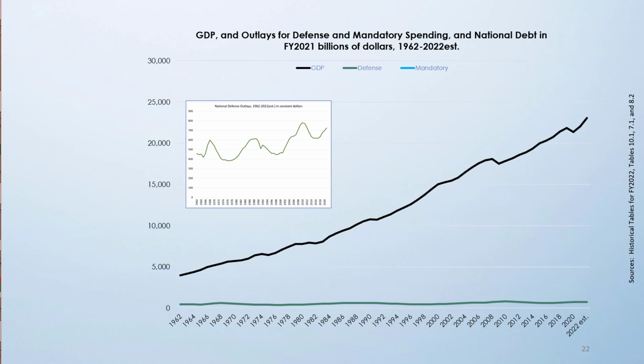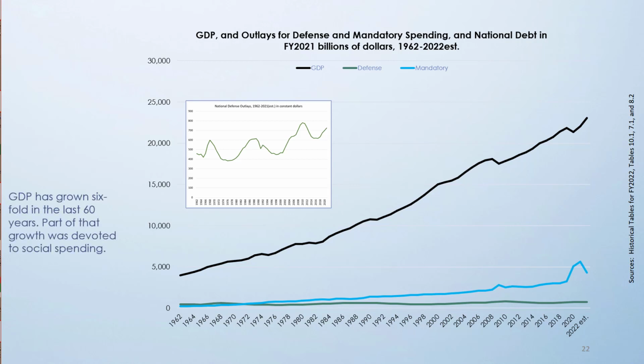So with all of this additional wealth, the country has devoted part of that spending to expanded social programs, education, healthcare, those kinds of things. And that's shown with the blue line.